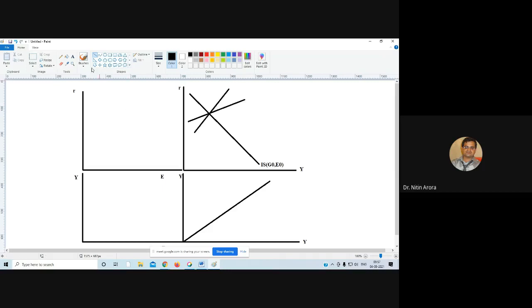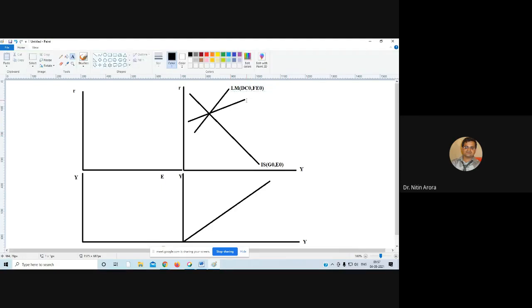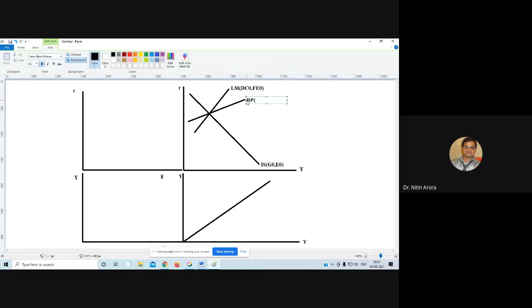Right. This is my LM curve with DC0 domestic credits and FE0 foreign exchange assets. Okay. This is my balance of payment curve with E0 exchange rate. So my initial equilibrium is at point P, where IS, LM, and BP curves are intersecting each other, right? So this is my equilibrium.